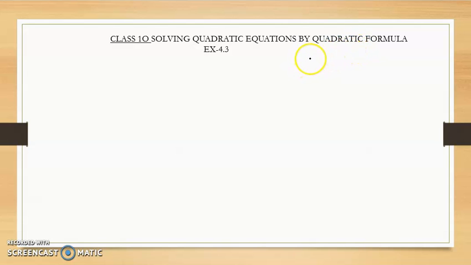So first, before starting, what is the quadratic formula, students? Yes, tell me. The quadratic formula is x is equal to minus b plus minus under root of b square minus 4ac upon 2a. In the next exercise, I will tell you about the discriminant, this b square minus 4ac, to check the nature of the roots. That I will explain afterwards. But remember this quadratic formula, which we will use to solve quadratic equations.